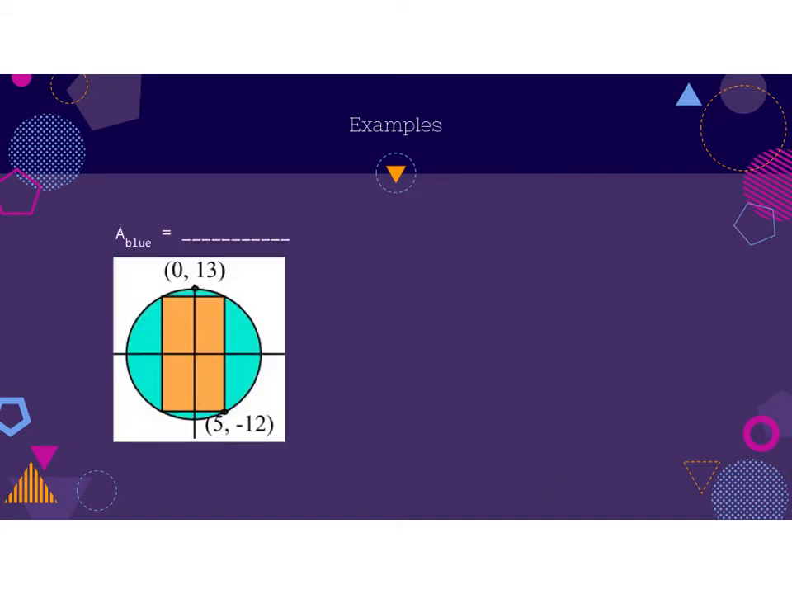All right, in this example, it's asking to find the area of the blue. Looks a little blue-green to me, but that's the area we need to find. So what we're going to do is find the area of the whole circle, and we are going to subtract away the area of the orange rectangle, and that will give us the area of the blue. All right, let's start with the area of the circle.